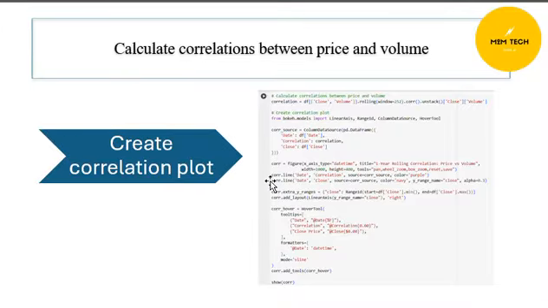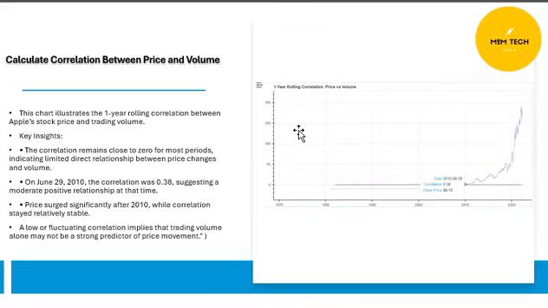I also calculate the correlations between price and volume. This is the Python code, and I set up the correlation data frame with close and volume. I also create a correlation plot of the relation between those two. And this is the result from the previous code, calculating the correlation between price and volume.